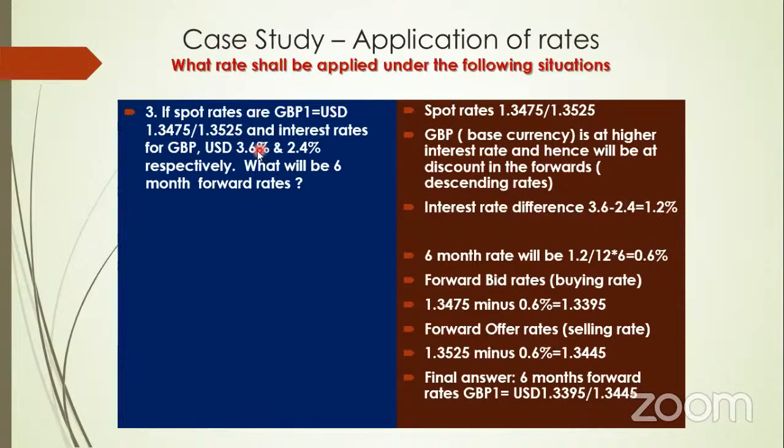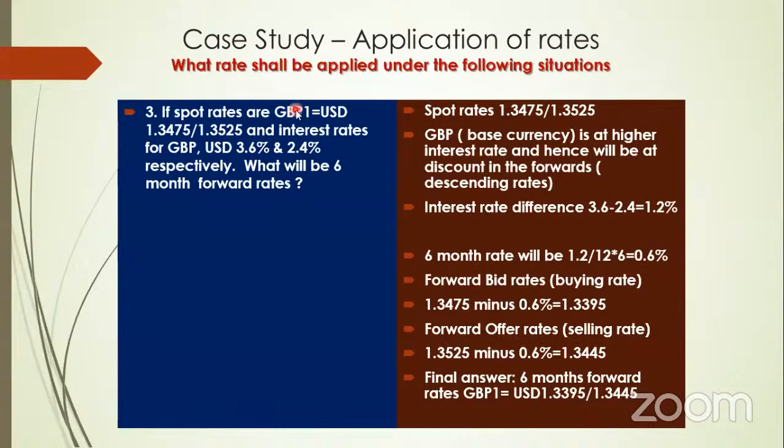Pound is 3.6, dollar is 2.4. Now between these two currencies, which is the higher interest rate? You tell me, madam. Pound is the higher interest rate. Yes. So pound comes on the left-hand side. This left-hand side currency is the base currency or key currency. If the base currency has a higher interest rate, this side you go on reducing. This is a simple thumb rule. If the base currency has a higher interest rate, you go on reducing, descending. This is the ground rule.